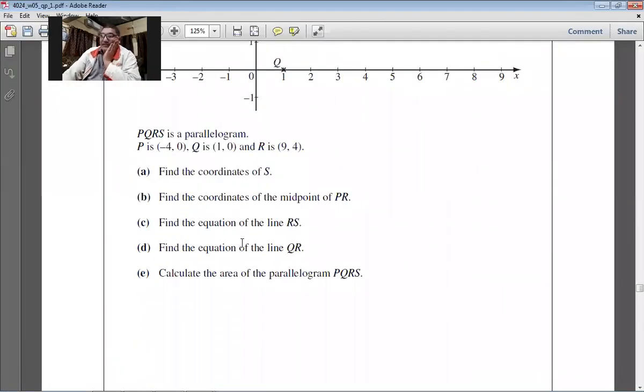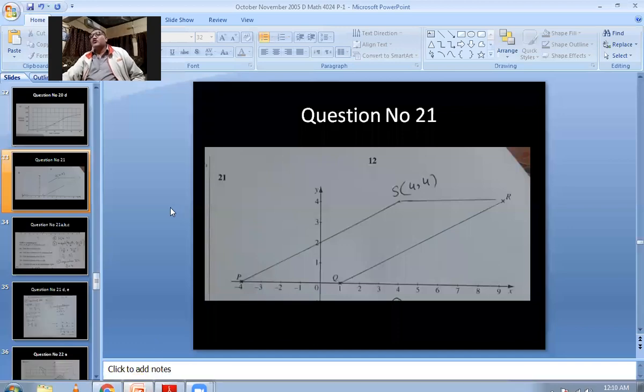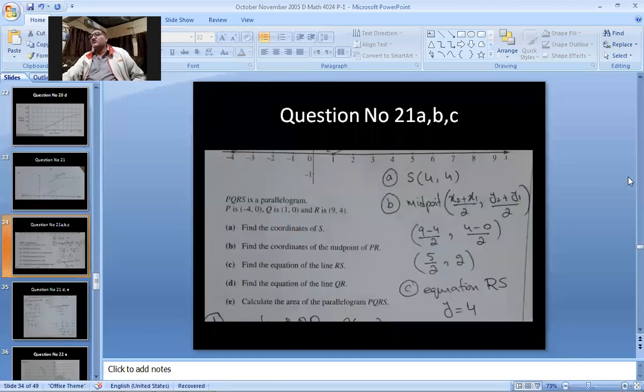Next question. He says find the coordinates of the midpoint of PR. So this is P, this is R. We know the coordinates of P are -4, 0. The coordinates of R are 9, 4. And if you want to find the midpoint of these 2 points, very easy. The formula is (X2 plus X1) divided by 2, (Y2 plus Y1) divided by 2. Let me show you how this is done.